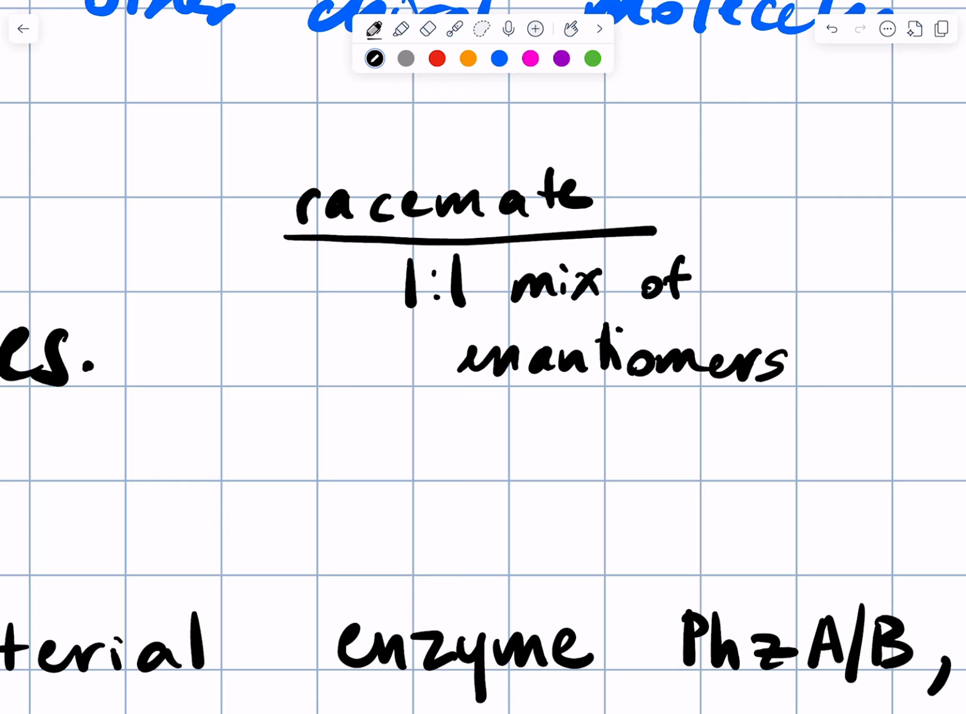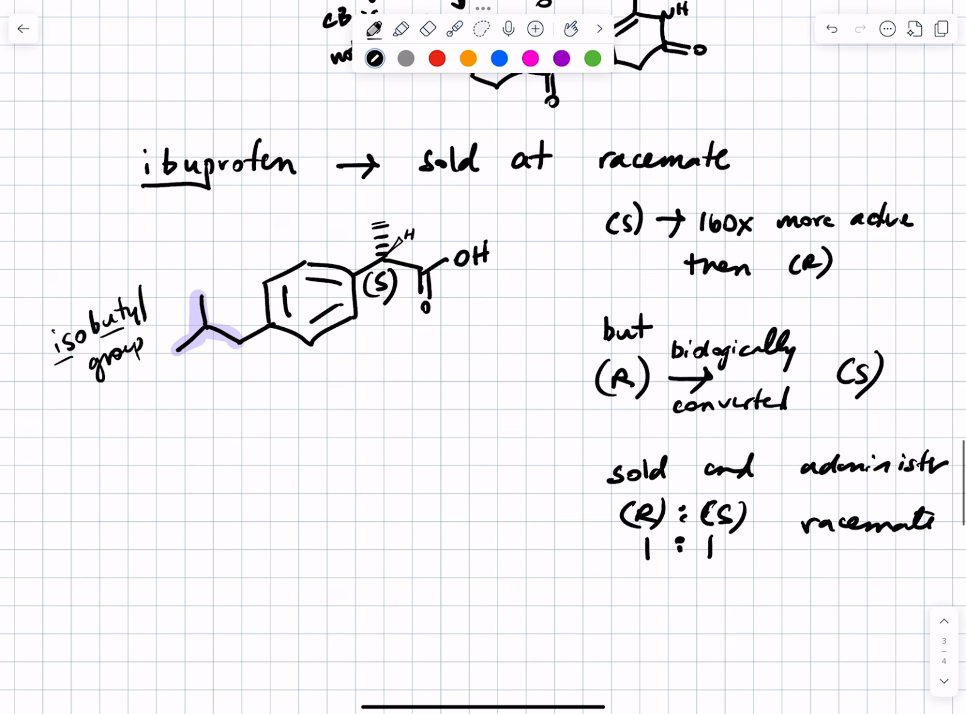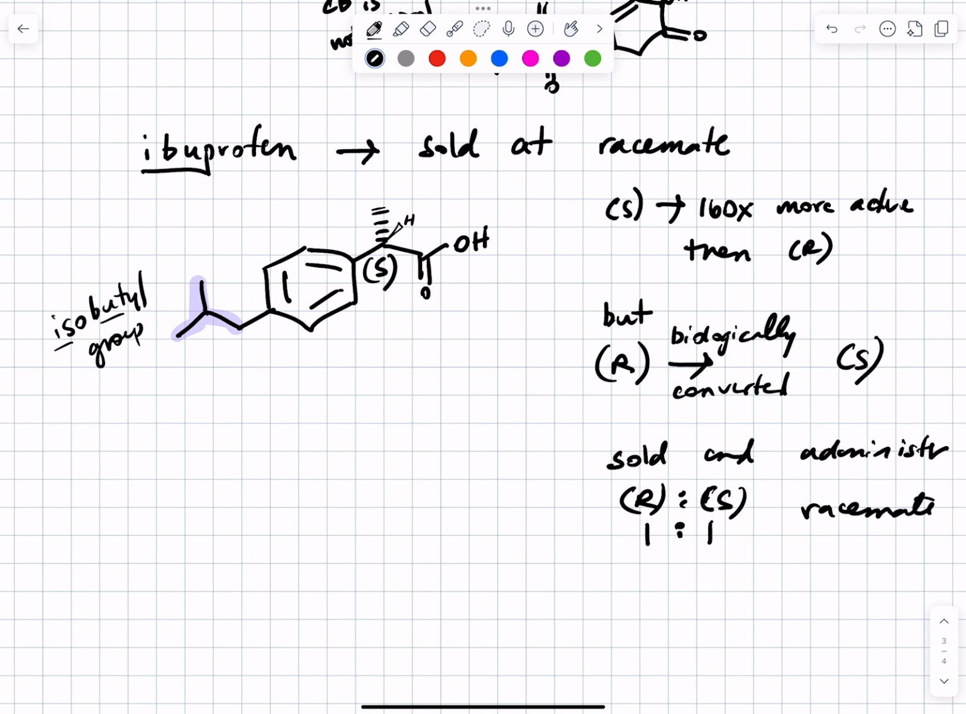So if you've taken ibuprofen, the R enantiomer for ibuprofen is, let's see, 160 times, no, it's the S enantiomer for ibuprofen that is 160 times more active as a painkiller and an anti-inflammatory than the R enantiomer. But the R enantiomer doesn't have any toxic side effects, and so it's cheaper and easier just to give you the one-to-one mixture.